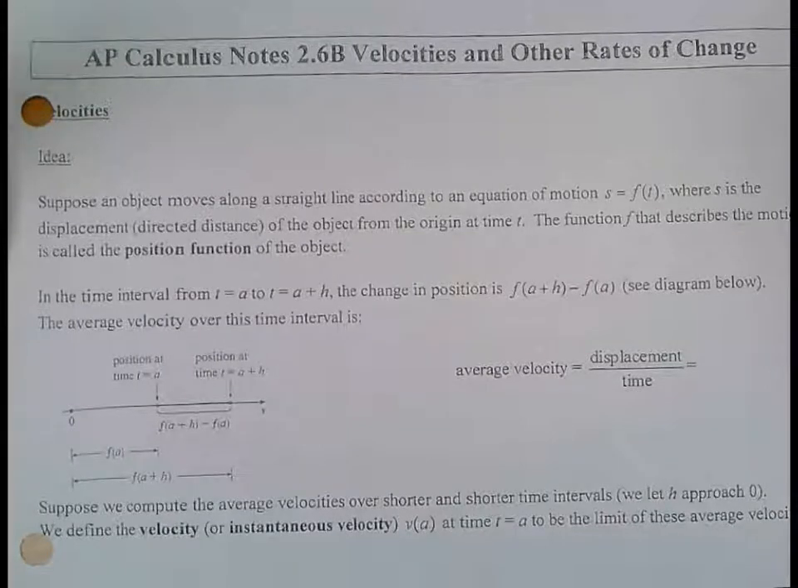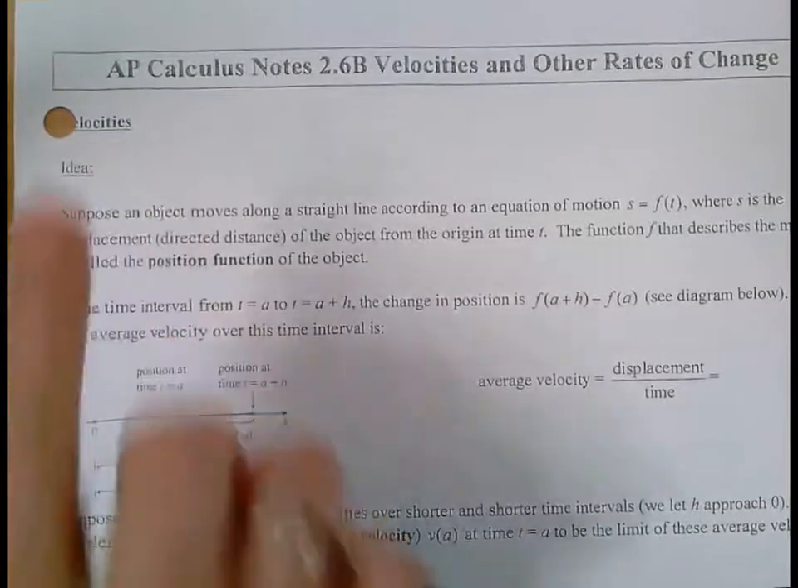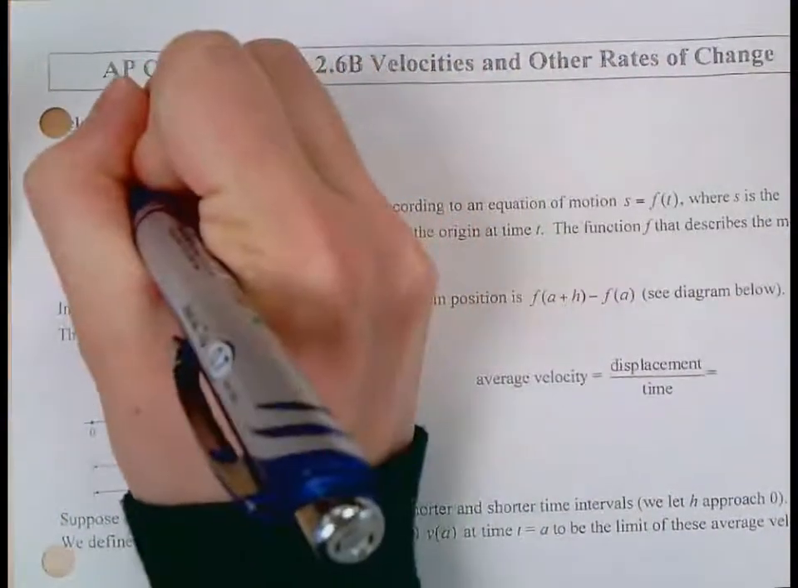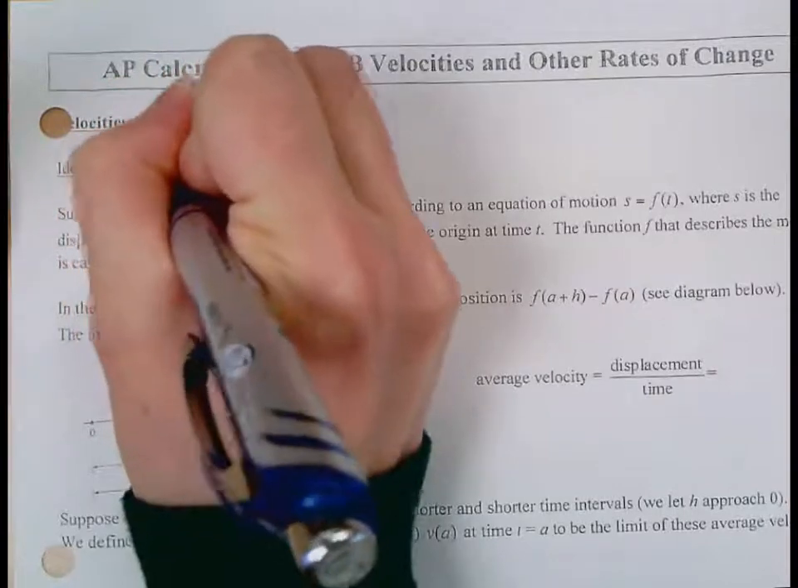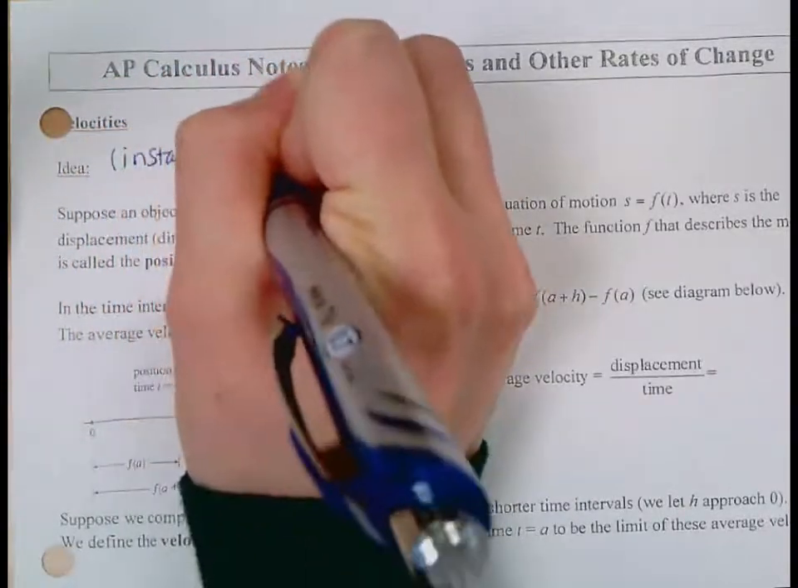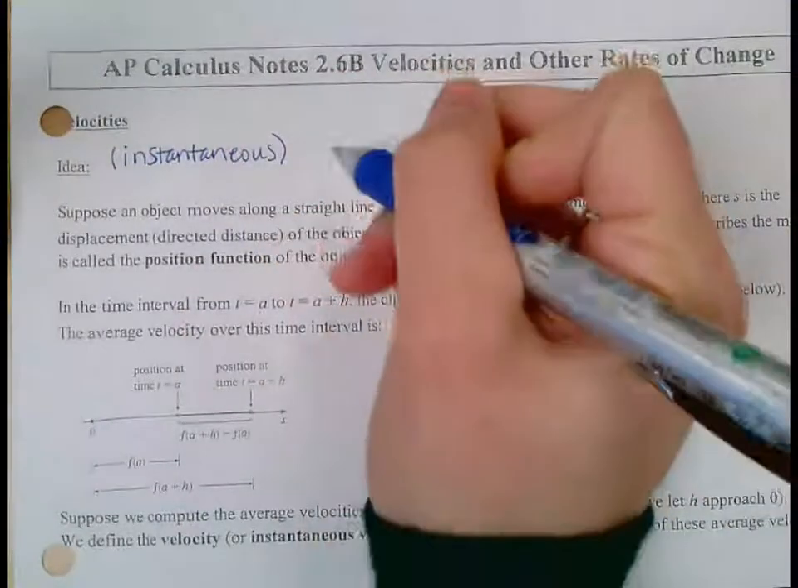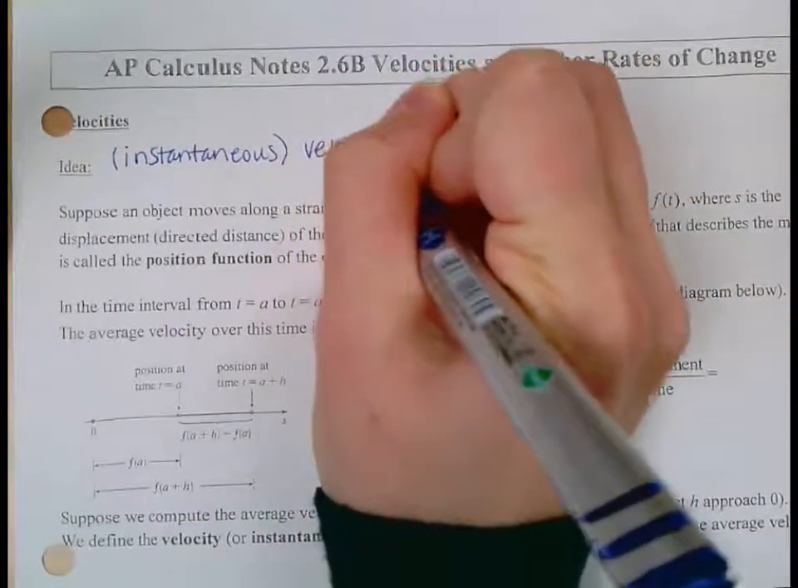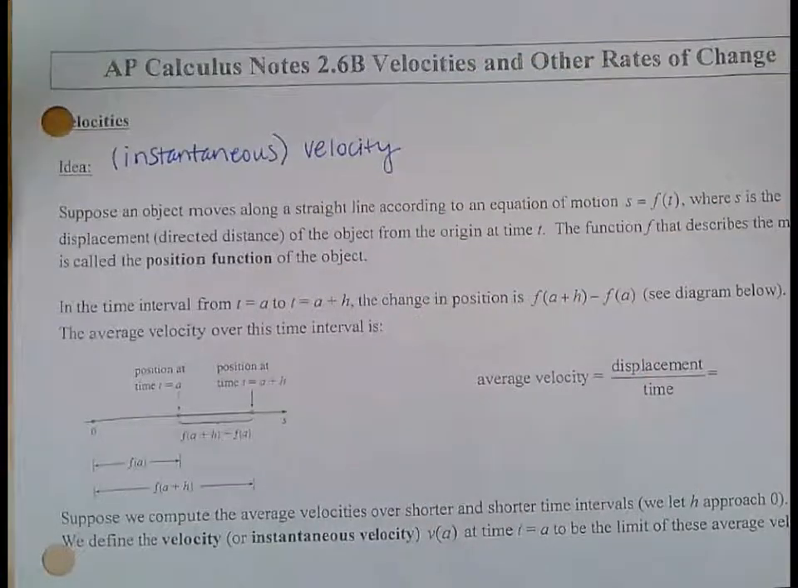So the idea that we had talked about in 2.1 with velocities, sorry, that kind of got cut off by the hole punch, but the idea was that, and I'm going to put instantaneous in parentheses. Whenever you're asked to find a velocity, it is assumed it is talking about instantaneous velocity. If it wants average velocity, it will say average in front of velocity. So average is specified in the problem. If it just says find the velocity, it means instantaneous.